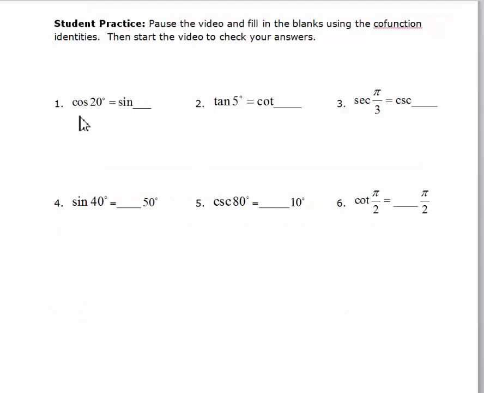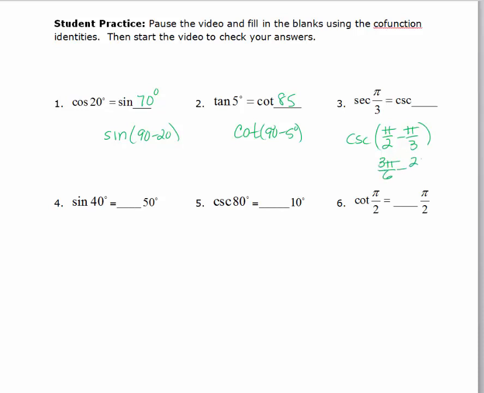All right, let's look at number 1. We know the cosine of 20 is going to equal the sine of 90 minus 20 degrees. So that would be the sine of 70 degrees, as long as these add up to 90. The tan of 5 is going to equal the cotan of 90 minus 5 degrees. So that would be the cotan of 85. The secant of pi over 3 will equal the cosecant of pi over 2 minus pi over 3. So we'd have to get a common denominator of 6, so that would be 3 pi over 6 minus 2 pi over 6, which is pi over 6.